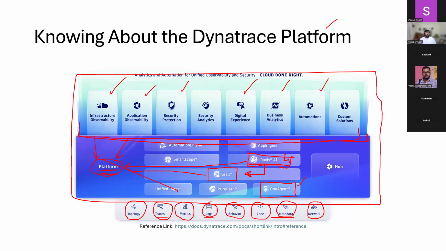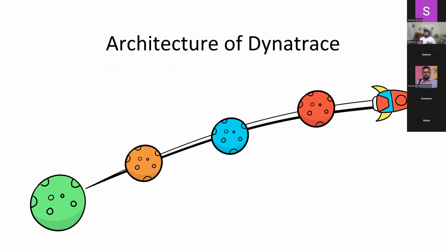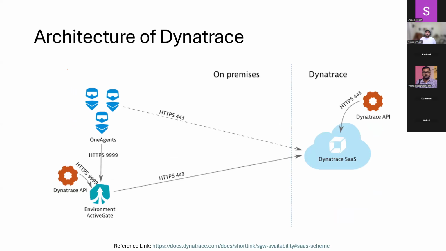Just moving forward, from the platform we'll talk about the architecture, because we want to head in that direction. This is how the architecture of Dynatrace really looks. It's a very high-level architecture that I'm showcasing, and it can vary from customer to customer.